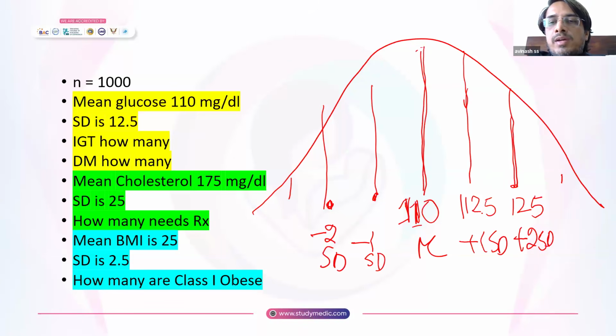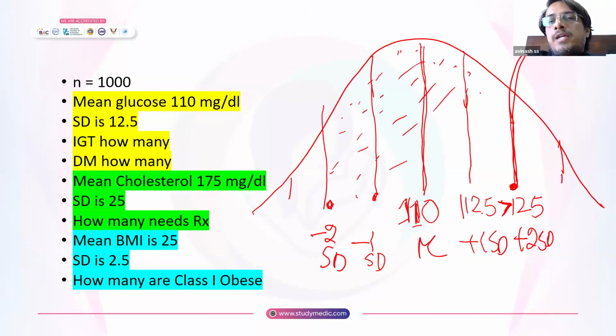Now what is diabetes by WHO criteria? Value more than 125 milligram per deciliter can be classified as diabetic. So we would like to know how many are more than this 125. This is mean plus 2 standard deviation value. But we already know from this that 95% of the data set are having values between minus 2 SD to plus 2 SD.